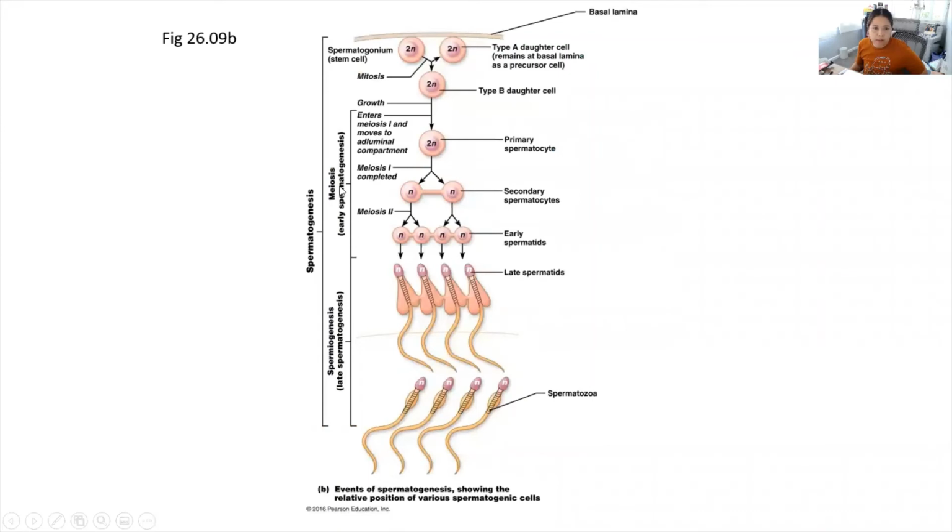Okay, so this shows the maturation of our sperm cells. So I just want you to know some of these terms here. So you should know what a spermatogonium is. The spermatogonium is the stem cell. So this is our starting point. Spermatogonium, again, is a stem cell. We do have spermatocytes. We're going to have spermatocytes during meiosis.